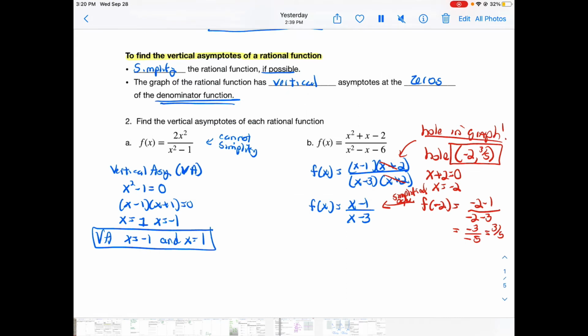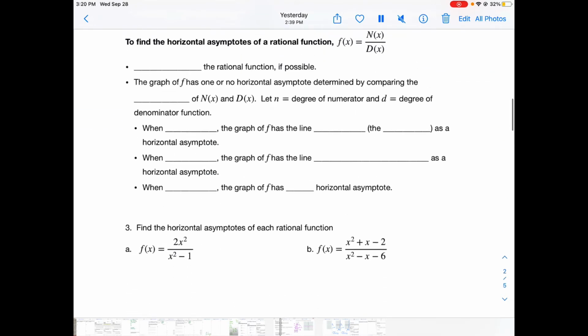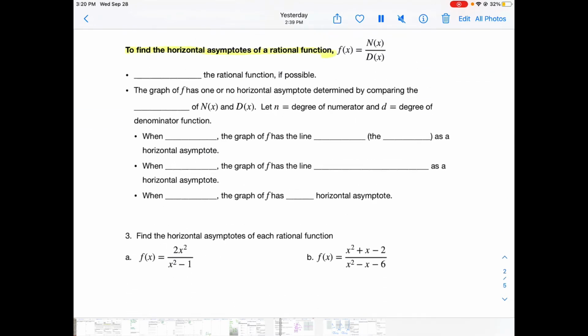Since that's the first one where we had a factor, let's find our vertical asymptote for our original problem here. So you always go to the simplified equation, set the denominator equal to 0, and solve. And so our vertical asymptote is x equals 3. Now notice my domain of this function is still the original. Domain is all real numbers except negative 3 and negative 2.